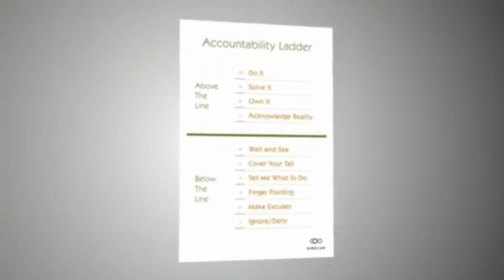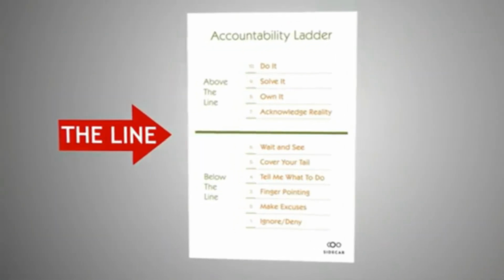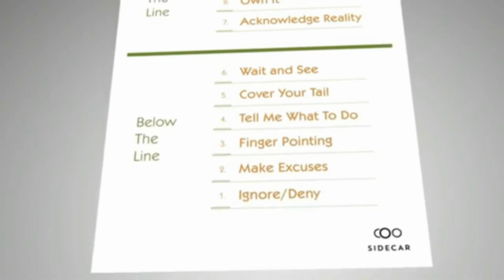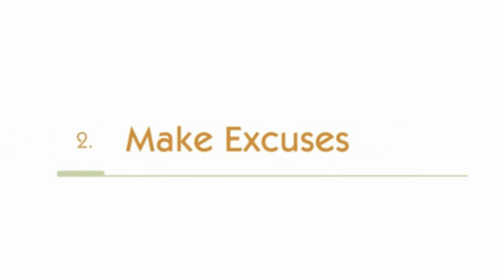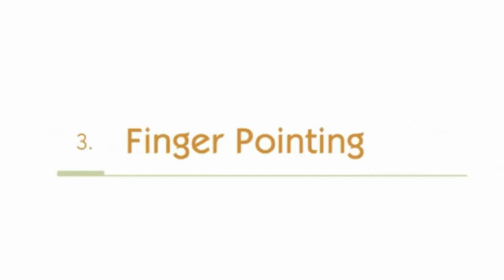As you look at the accountability ladder, we want to always operate above the line. There are 10 different statements. 7 through 10 are above the line statements. 1 through 6 are below the line statements. So let's cover the below the line statements first. Number 1 is to ignore or deny a situation, just assuming somebody else is going to do it. Number 2 is to make excuses: why you can't do something, or we've always done it that way. Statements like that. Number 3, finger pointing, constantly blaming somebody else for something that's gone wrong.